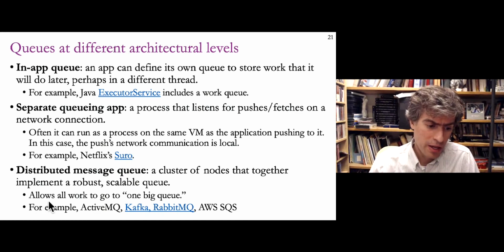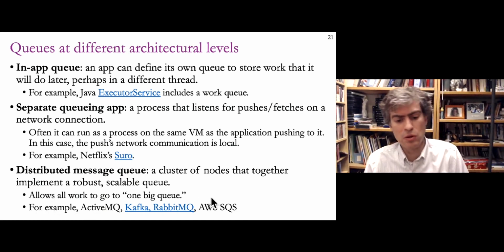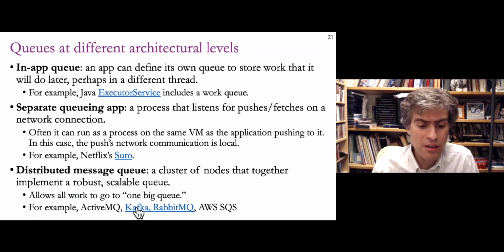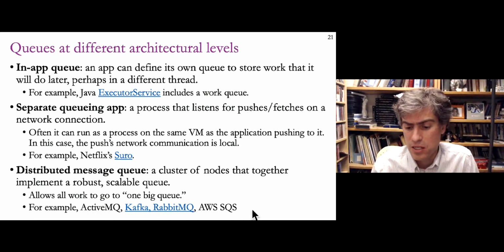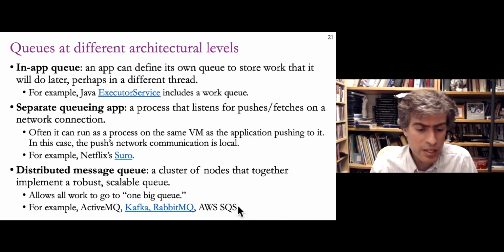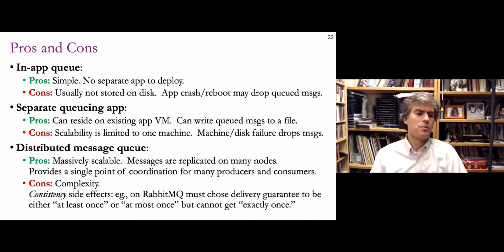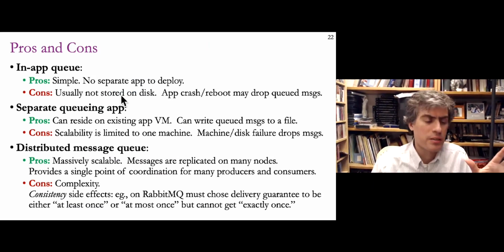Okay, and this allows all your work in a system to go to one big queue in the middle and be distributed later on. Examples of this: Kafka is probably the best example, the most well-known example. Also ActiveMQ, RabbitMQ. Amazon has a managed queue called SQS, and these are huge. Kafka can handle a ton of requests. So to compare those three, or to understand what the difference is, I'm listing some pros and cons here.